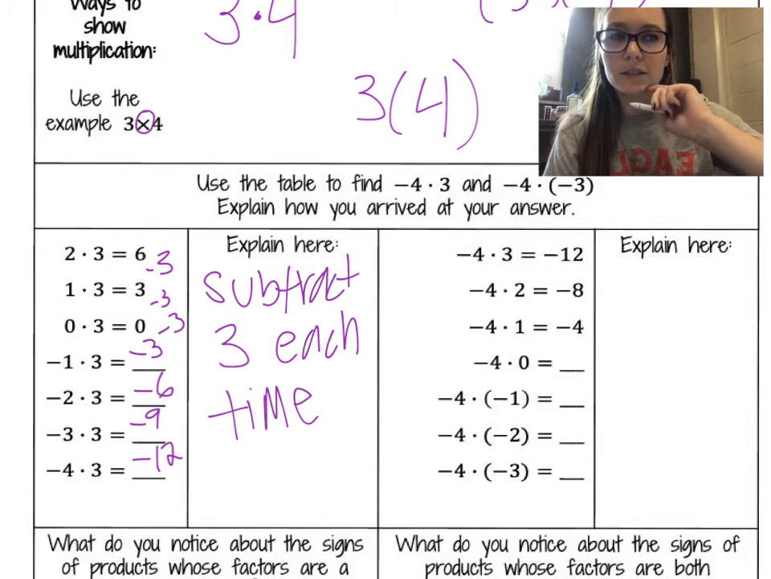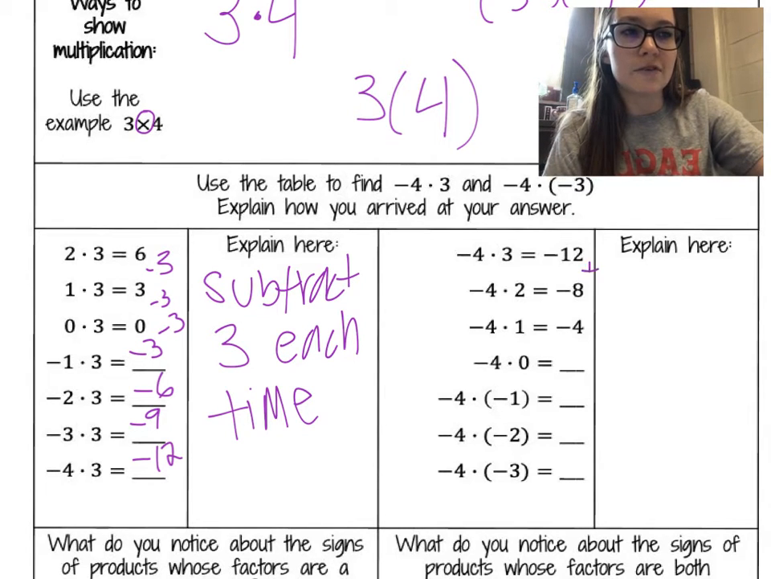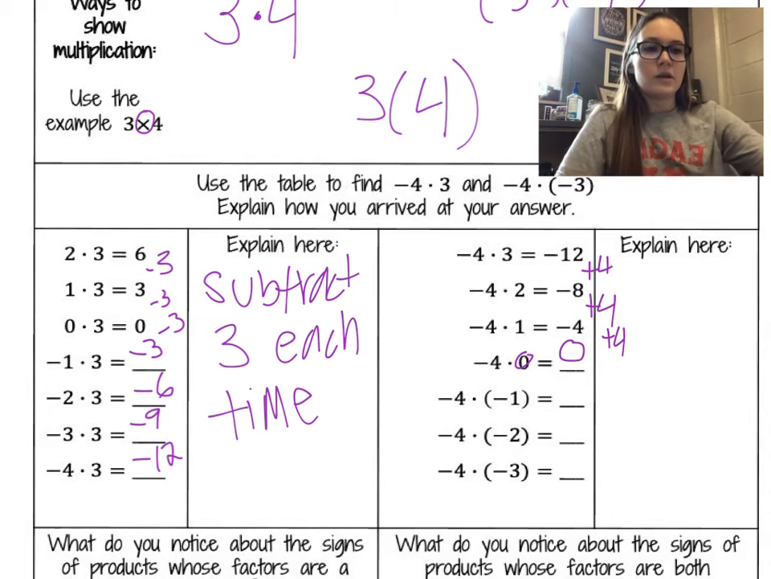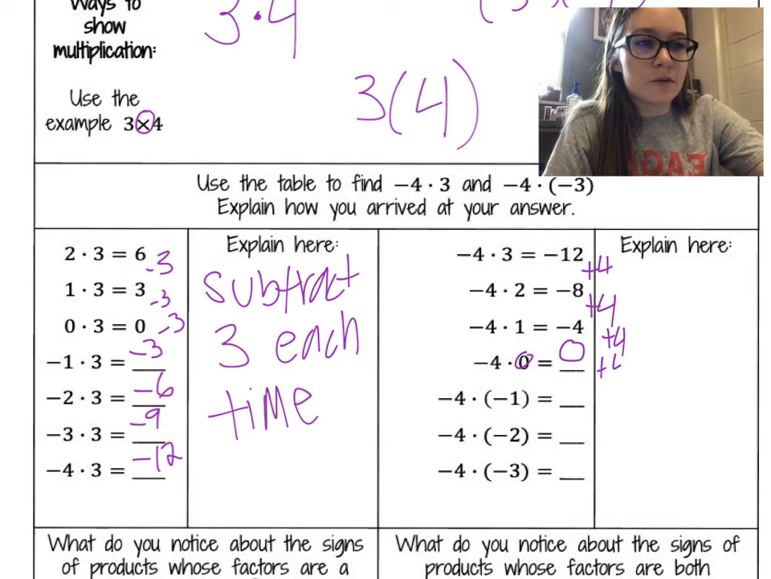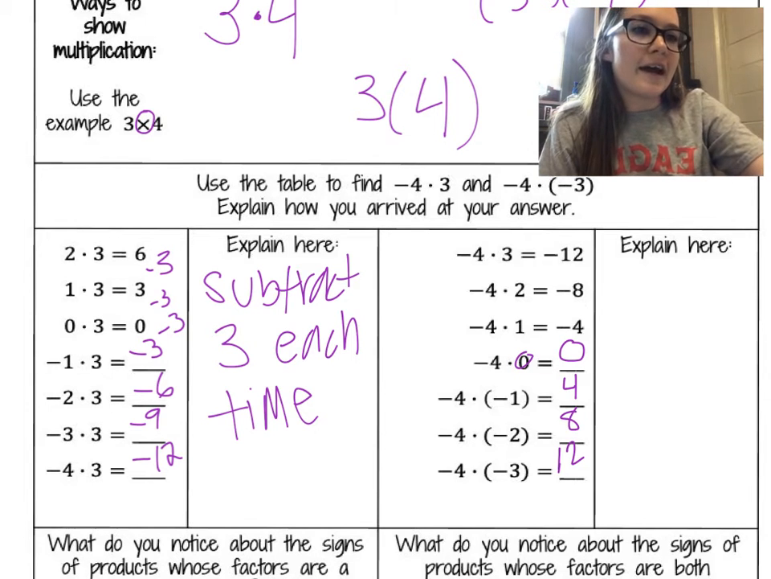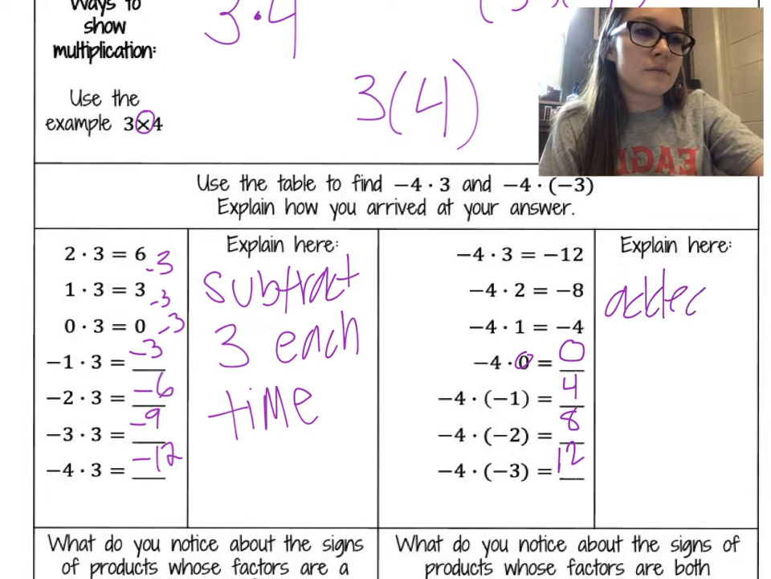So when you paused, hopefully you saw that we're adding 4. So -12 plus 4 is -8. -8 plus 4 is -4. -4 plus 4 is 0. I already kind of knew that because anything times 0 is 0. Okay, then I'm going to keep adding 4: 4, 8, 12. So we added 4 each time.